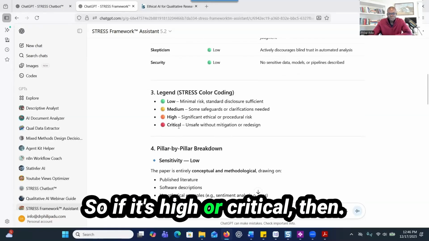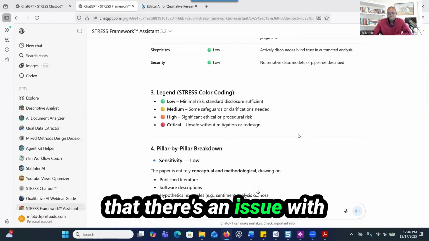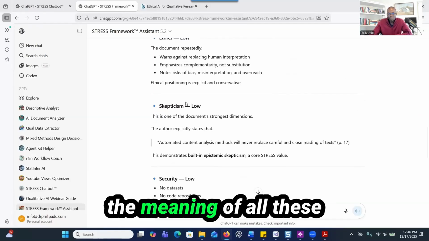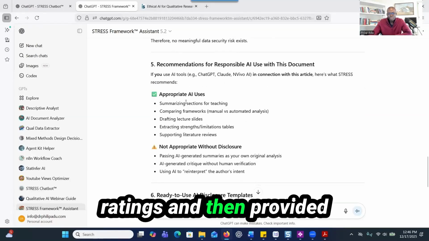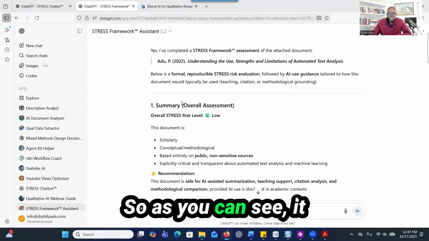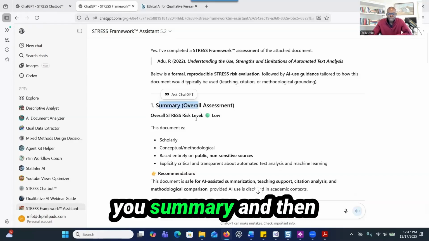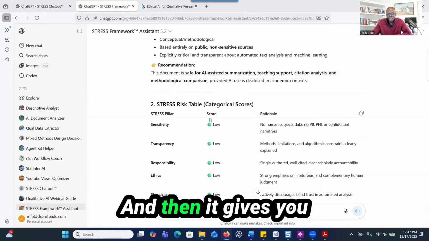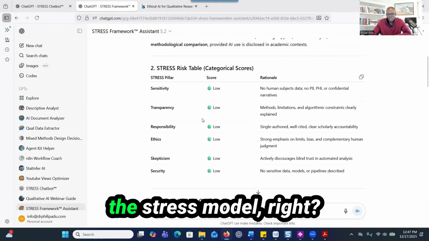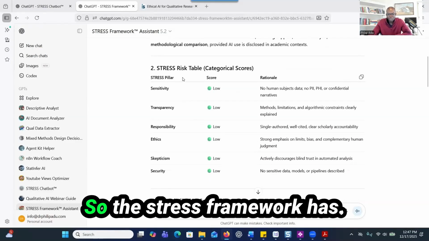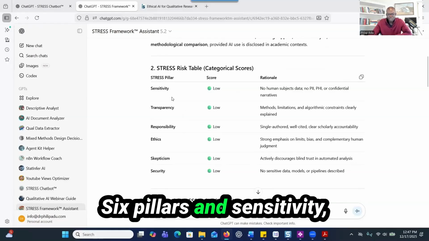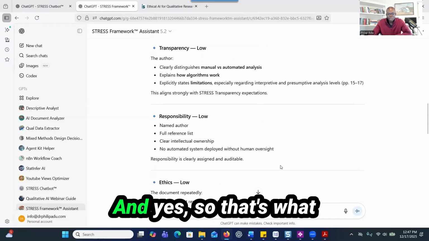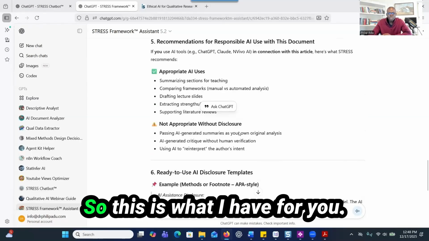If it's high or critical, then the system is telling you that there's an issue with your document. You have to look into it. And then the system broke down the meaning of all these ratings and provided recommendations, right? As you can see, it starts with a summary, and overall the risk is very low. That's very good news, right? And then it gives you the breakdown based on the STRESS model. The STRESS framework has 6 pillars, including sensitivity, transferability, responsibility, and ethics, and also gives explanations. So that's what it's going to give you. This is what I have for you.